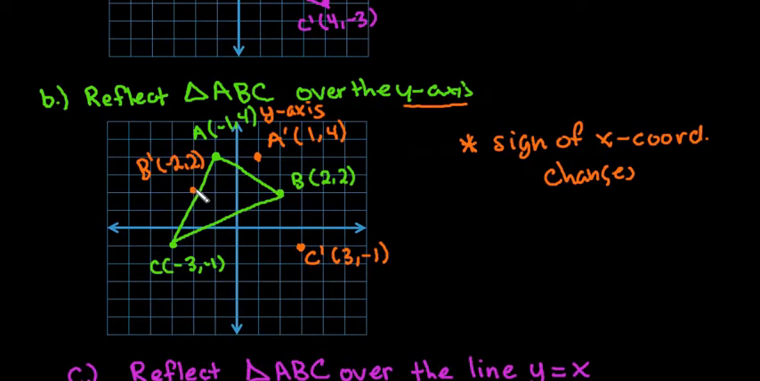So now all we have to do is connect our dots, and we can see that our triangle was flipped across the y-axis and only the signs changed. Let me try to make those lines a little bit straighter. Sometimes it's really hard for me to draw a straight line with this tool. Okay, so this time we flipped it over the y-axis.